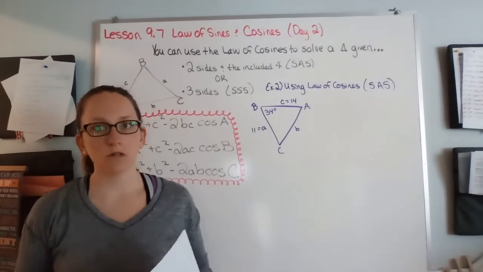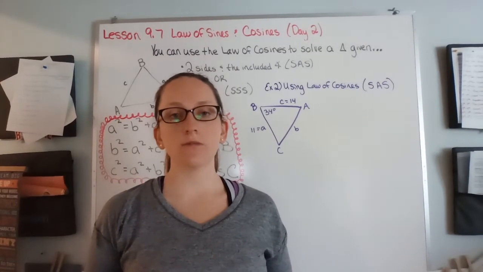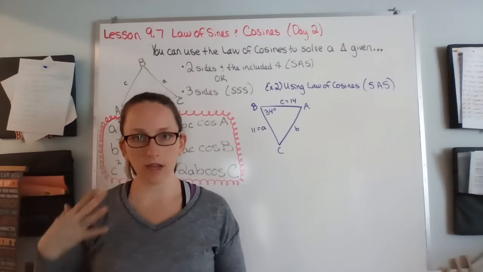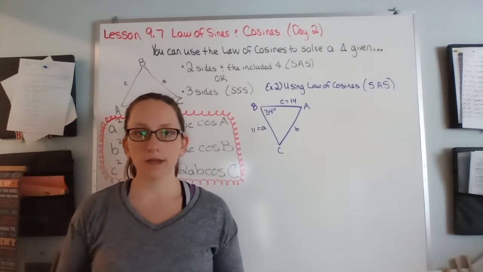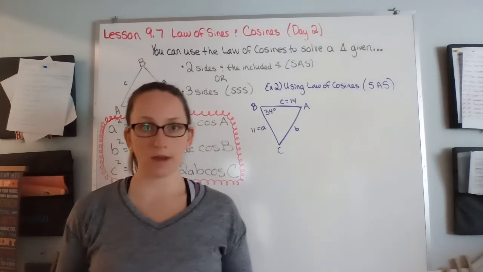Good morning to day 2 of lesson 9.7. Yesterday we started lesson 9.7 and looked at law of sines. Today we're going to finish it up by looking at law of cosines. I already have the notes started for us. I'll post my answer key to Google Classroom, but please take notes on your own. It helps you retain the information, okay?